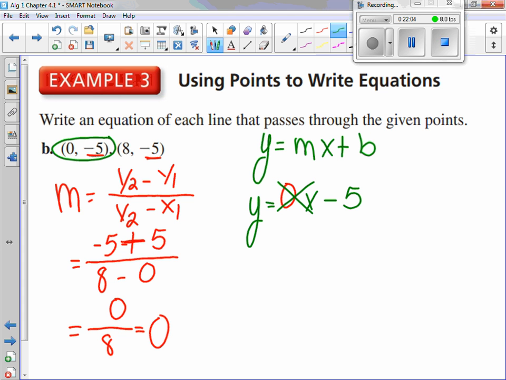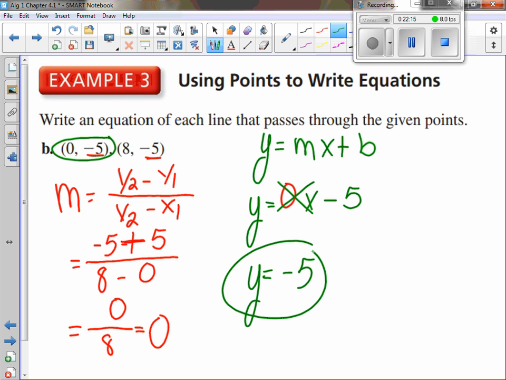Well, 0 times x is going to be 0, because anything times 0 is 0. So what are we left with? Y equals what? Y equals negative 5.